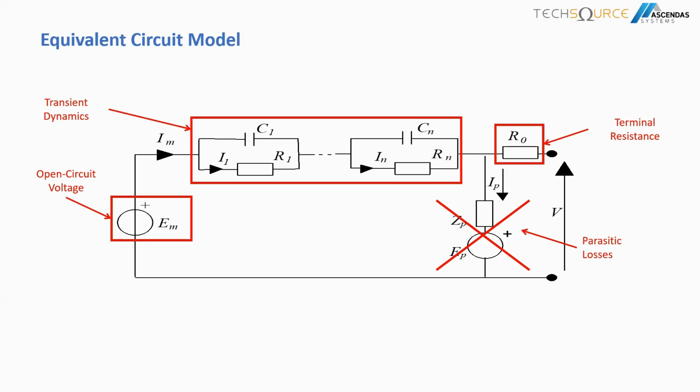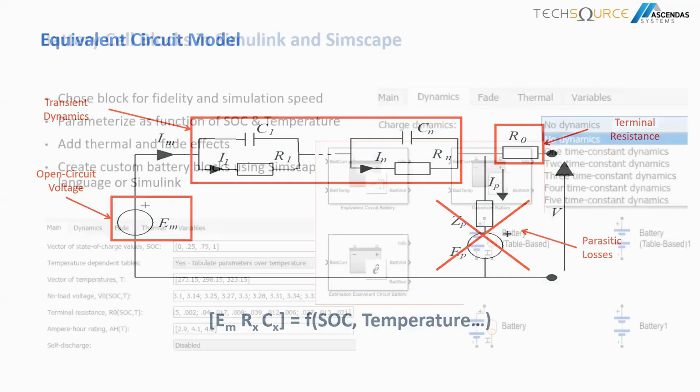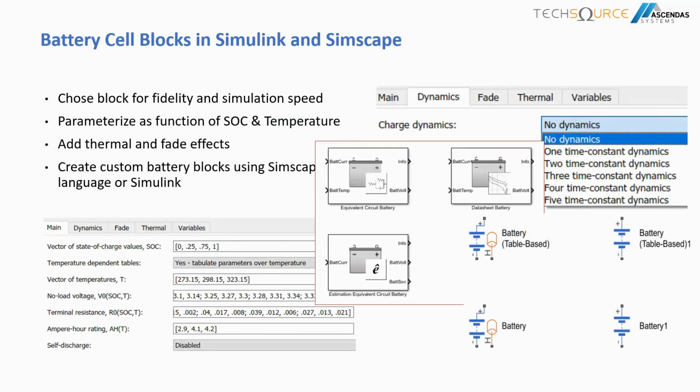So finally, we have this circuit which is a function of state of charge, temperature, sometimes current and voltage. So this relationship may be highly nonlinear. So this is the equivalent circuit that we have for this cell. Using our Simulink and Simscape battery models, we can typically begin with an equivalent circuit model, capturing all of these parameters that I've shown you: open circuit voltage, terminal resistance, transient dynamics, which are the RC effects, and the parasitic effects. These are shown here in this table.